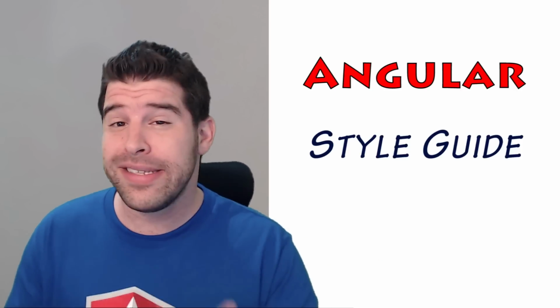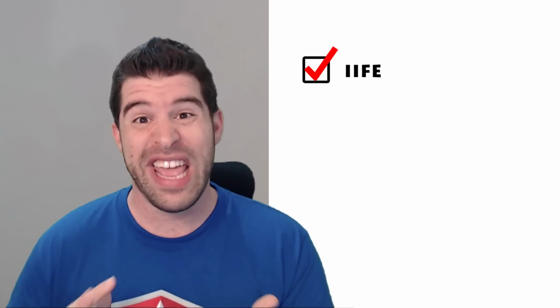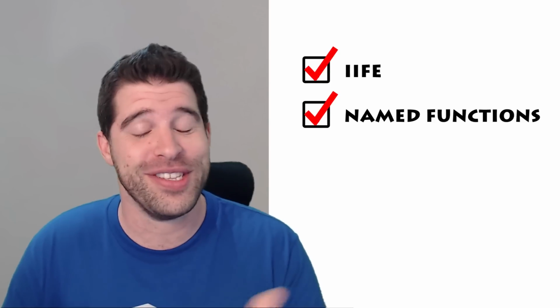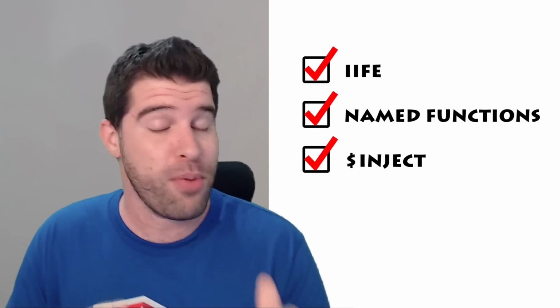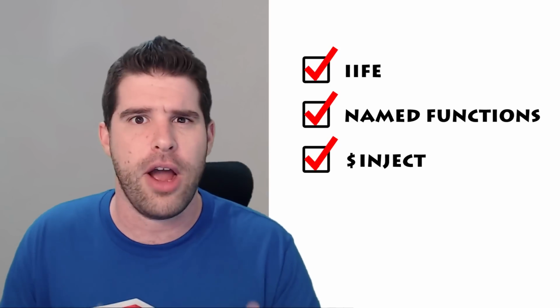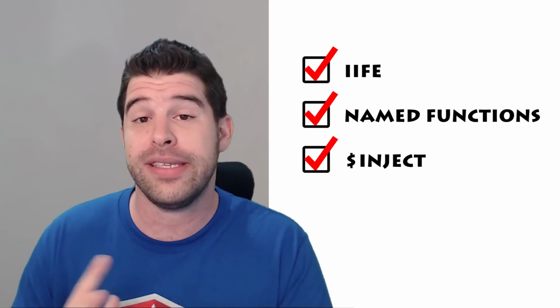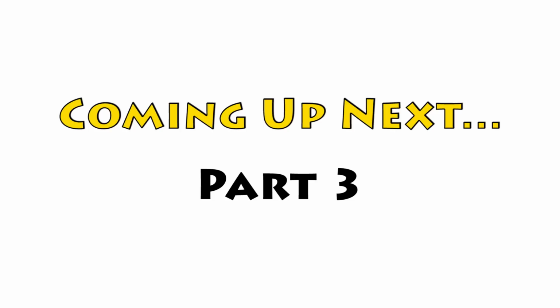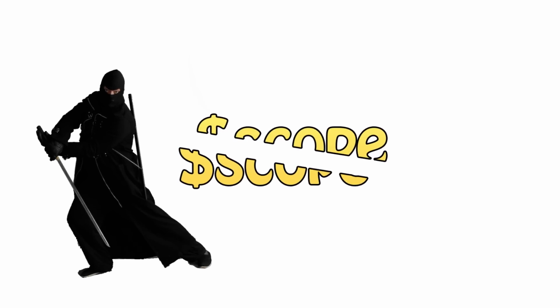So this is the end of part 2. We've learned what is the Angular style guide, how to use IIFE, named functions, and the use of the $inject property to flatten our code structure and to make it similar to the future one. And in part 3, we'll cover how to kill $scope.